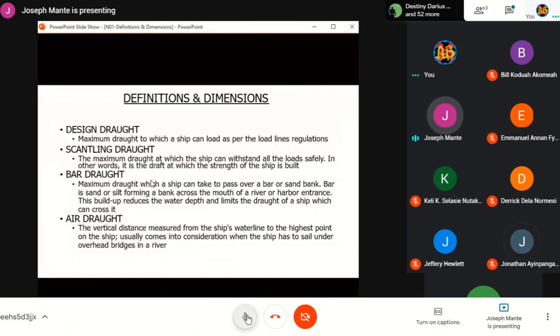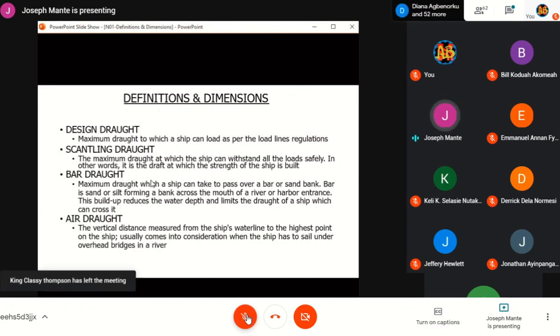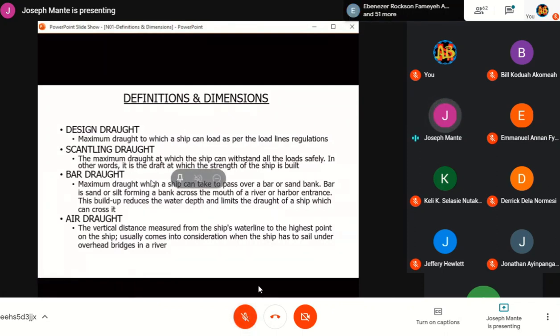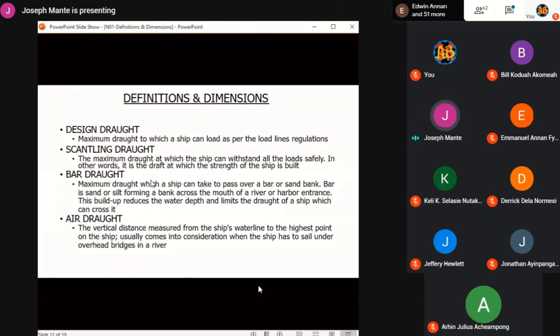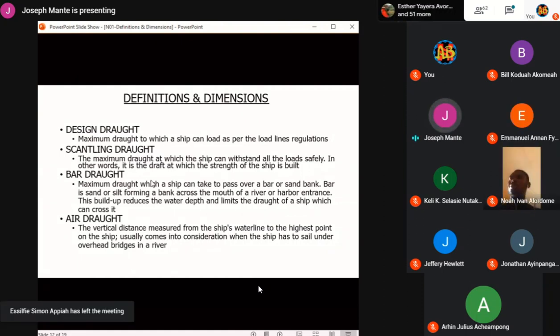We have design drafts: the maximum draft which a ship can load as per the load lines regulations. You also will be doing ship design and all that, so you will know much more about load lines regulations. So, the maximum draft which a ship can load. For instance, if the naval architect designed the ship to carry 1,000 tons of cement, the vessel has to load 1,000 tons of cement, and it will also give you the maximum draft. If the 1,000 tons of cement should be at a draft of maybe 2 or 3 meters, and you go and load and get a draft of 4 meters, it is against the regulations.